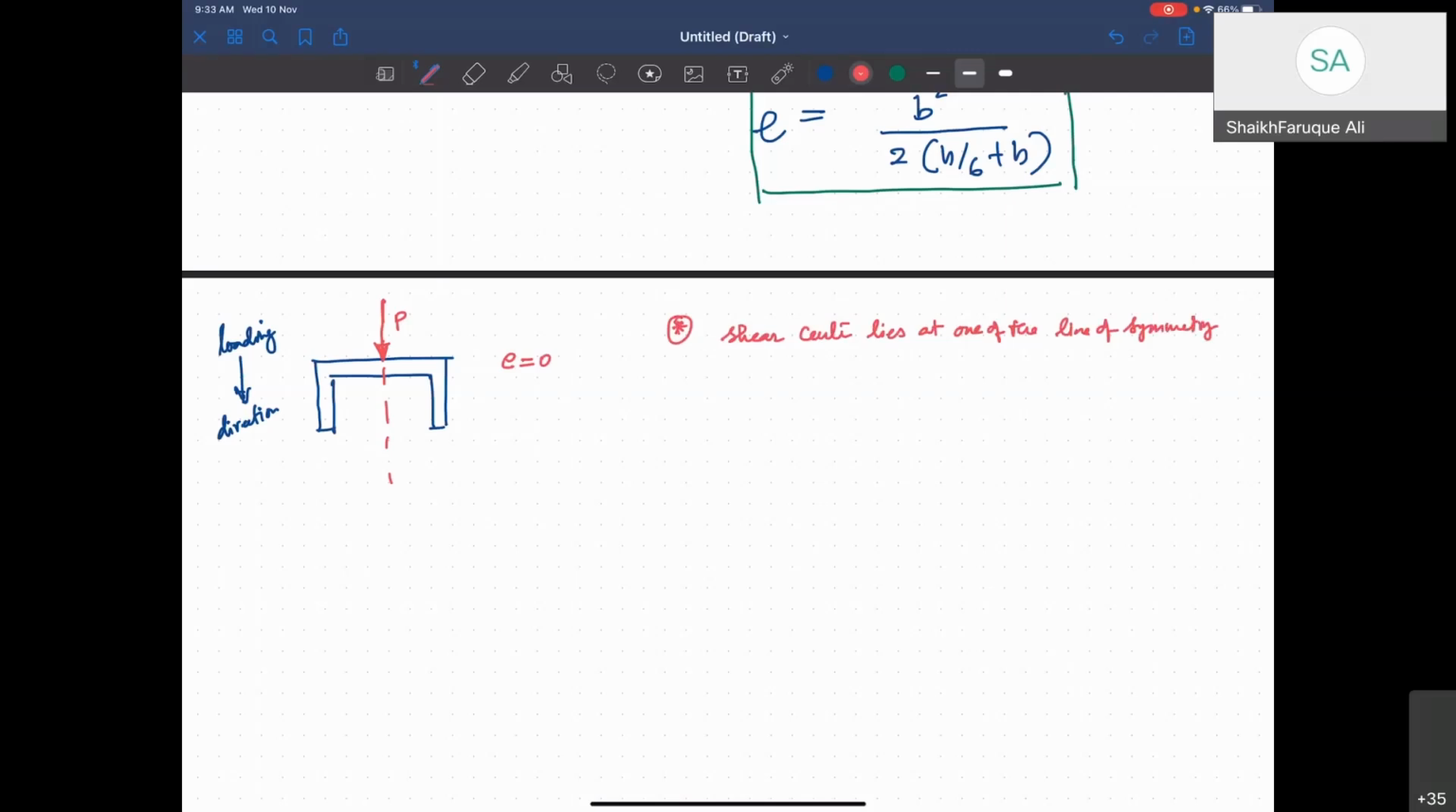Okay. If you have an H section, it has to pass through this point. Here you should apply your P. Okay. Similarly, you can do it for many other sections.